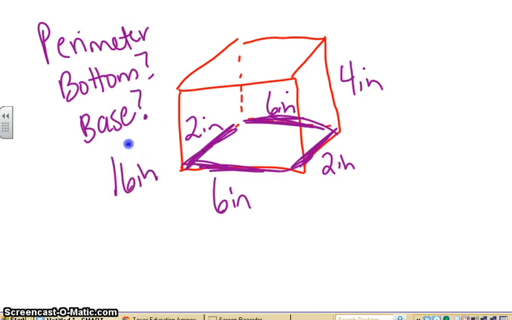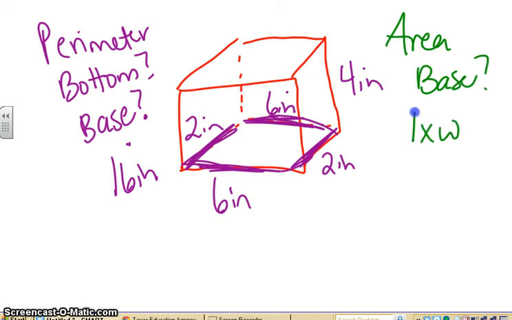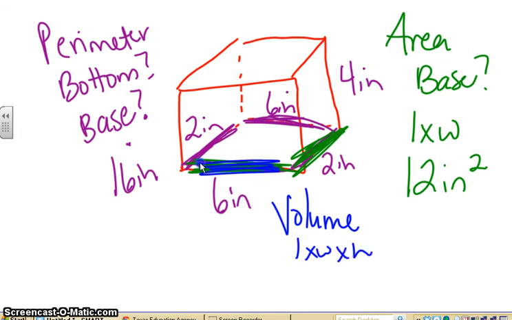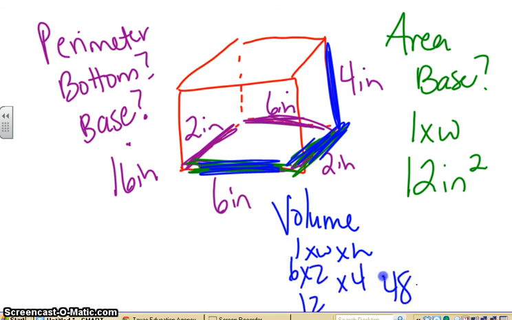That is my perimeter. So they may have asked the perimeter, or they may have said, what is the area of the base? And we know the area is length times width. And again, this is the base, so there's my length, there's my width. So the area would be 12 inches squared. Or they could have said, what's the volume? So you never really know what they're going to ask. You always have to be ready. And we know that volume is length times width times height. So we have the length, the width, and the height, which is 6 times 2 is 12, times 4 is 48 inches cubed.